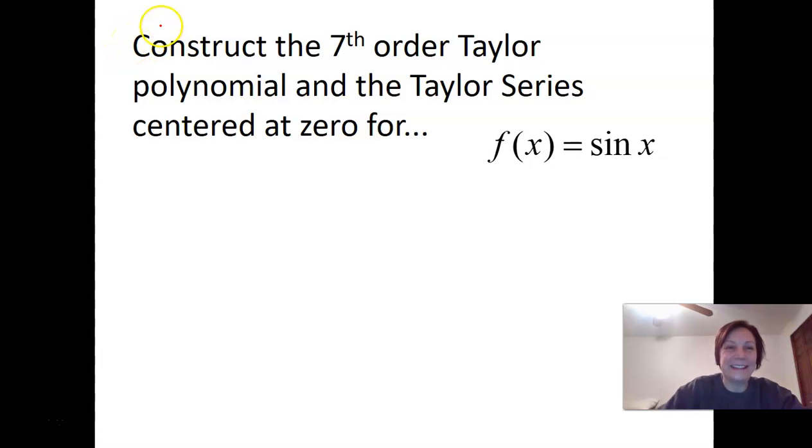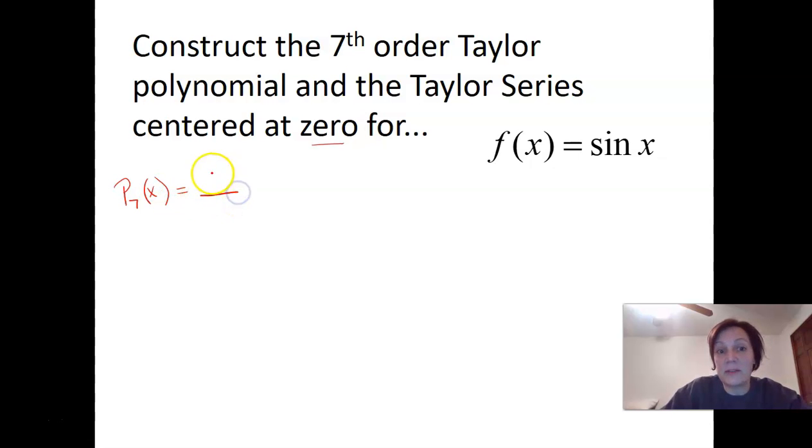Okay, it says construct the seventh order Taylor polynomial and the series. That means we have to write the summation piece centered at 0. First thing I'm going to do is write the shell of my polynomial. It's a seventh order, so I'm going to call it p sub 7 of x. And I'm going to write the shell of it.